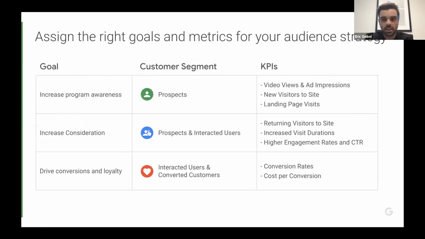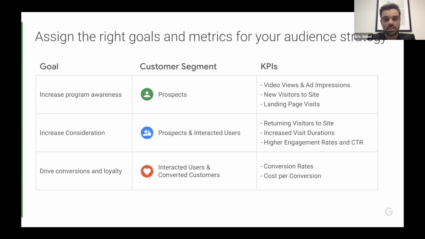So at a high level, here's the summary, right? If we want to increase program awareness, we're going to target and prospect, and the things we should be looking at from an evaluation standpoint when thinking through Google's different products are video views, ad impressions on your website, total number of new visitors, and landing page visits to specific programs that you're trying to advertise.